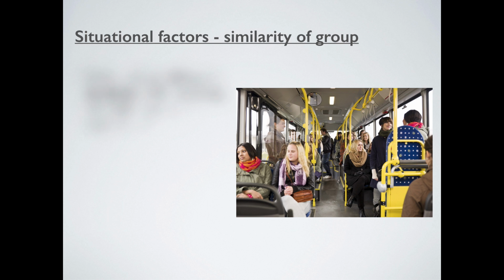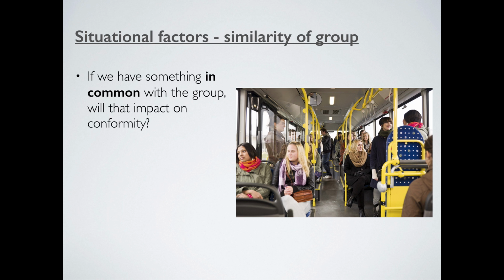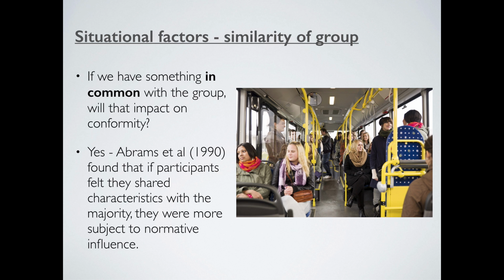So if we have a group which is similar to you, so you've got something in common with them, does that impact on conformity? And what we find is that yes, it does. The more similar you are to the group, the more you have in common with them, the more likely you are to conform. So if your friends are doing something, you are much more likely to conform to them than if it was a group of strangers. If your family is doing something, you are much more likely to conform than if it was just strangers.